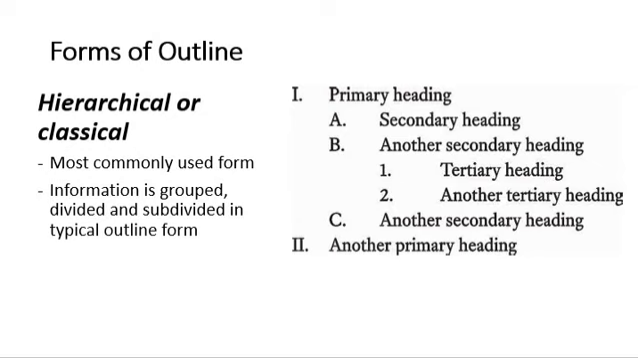So once you are already clear of the objectives and the level of depth to which you will go with the content, it is time now to start a written outline. And it can take into several forms. So the first one is the hierarchical or classical format. Okay, and this is the most commonly used form, okay, especially in our case as physical therapists. So in this approach, information is grouped, as you can see in here, okay, and then divided and subdivided, okay, in typical outline form.